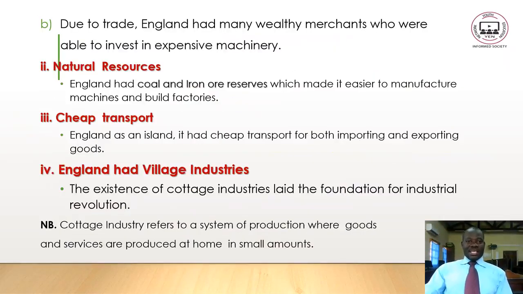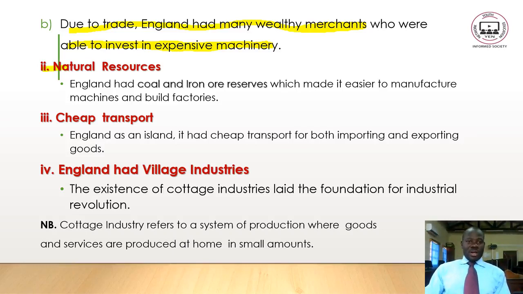Number two under trade is, due to trade, England had many wealthy merchants who were able to invest in expensive machinery. So because of trade, in Britain it was done by the merchants. By the merchants, we mean the big business people. So Britain had a lot of big business people. So those people, they were willing to invest in the machinery that could produce more so that they export more. So with that, England was in the lead.